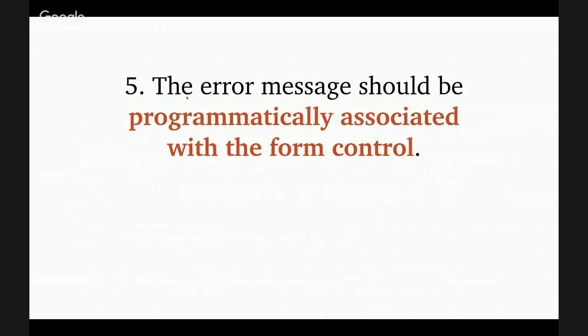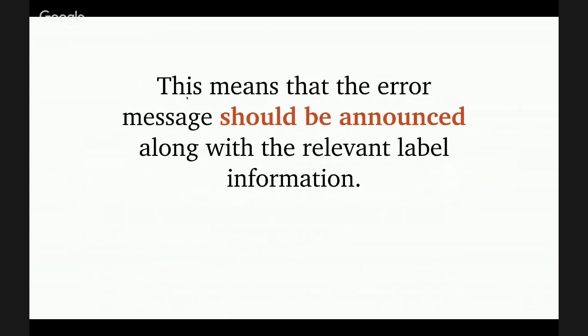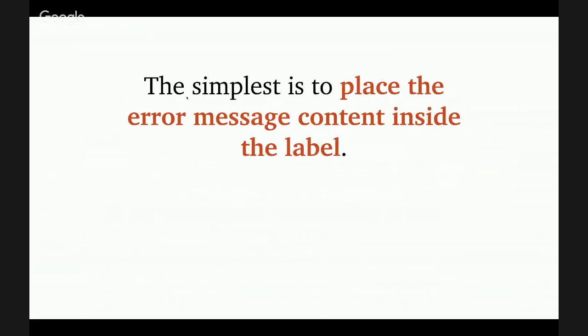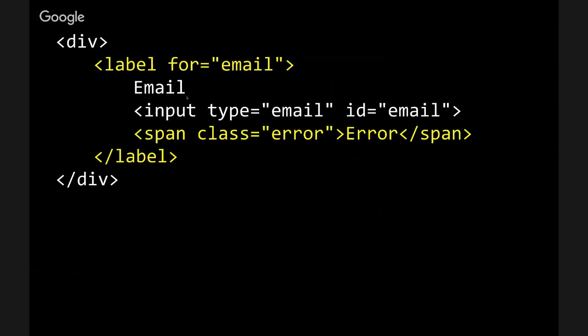Now, this is the most important part: the error message should be programmatically associated with the form control. There are all sorts of ways we can solve this, but what we're talking about here is that it should be announced along with the relevant label. So the simplest way to solve this is to place the error message inside the content with the label. This is a method I really like because it's very simple.